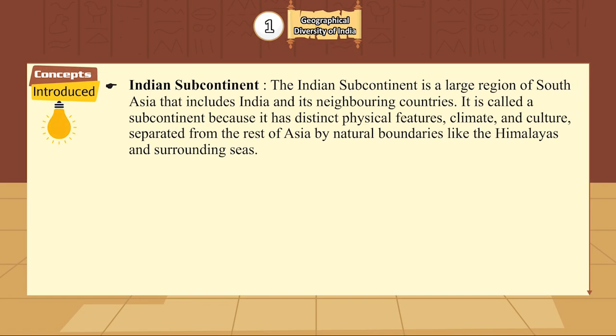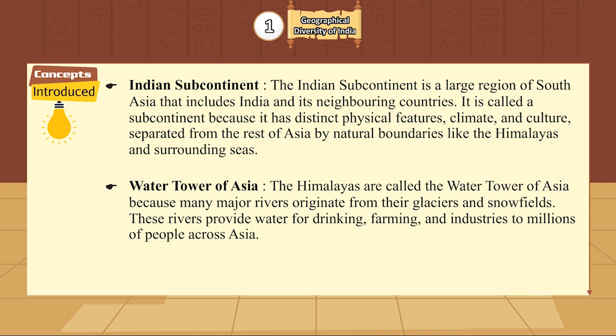Concepts introduced. Indian subcontinent. The Indian subcontinent is a large region of South Asia that includes India and its neighboring countries. It is called a subcontinent because it has distinct physical features, climate, and culture separated from the rest of Asia by natural boundaries like the Himalayas and surrounding seas. Water Tower of Asia. The Himalayas are called the Water Tower of Asia because many major rivers originate from their glaciers and snowfields. These rivers provide water for drinking, farming, and industries to millions of people across Asia.